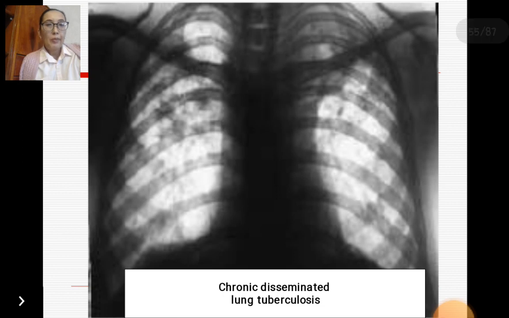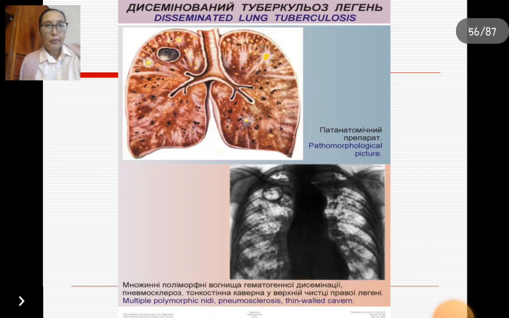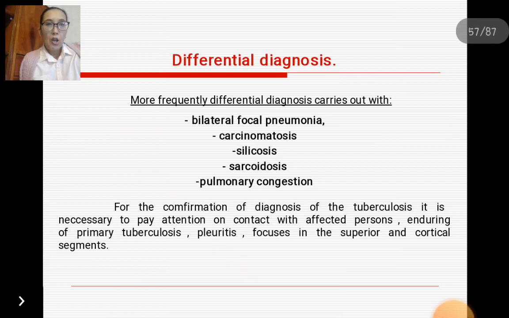You can see chronic disseminated lung tuberculosis in the upper lobe. You can see old shadows, and you can see fresh shadows, and in the lower part you can see emphysema. Here are also pictures and a schematic scheme of chronic disseminated tuberculosis of lungs.